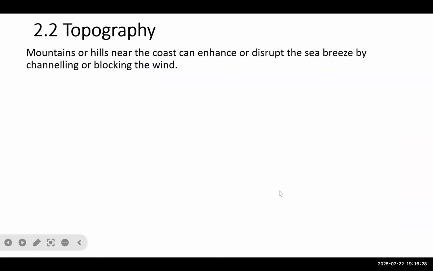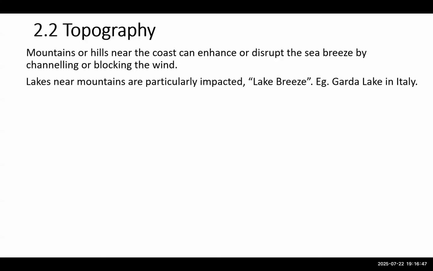Now let's move into the second factor that influences the sea breeze, the topography. Mountains or hills near the coast can enhance or disrupt the sea breeze by channeling or blocking the wind. It happens a lot around lakes, near mountains. In this case, we talk about lake breeze. In this talk, I'm only going to talk about the sea breeze, but everything applies to a lake, okay? We can take the example of Lake Garda in Italy.